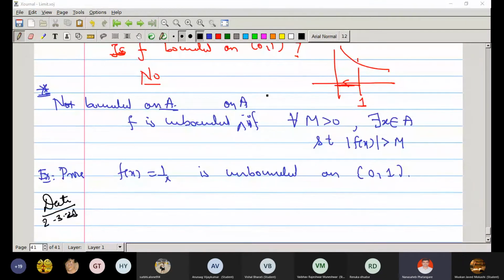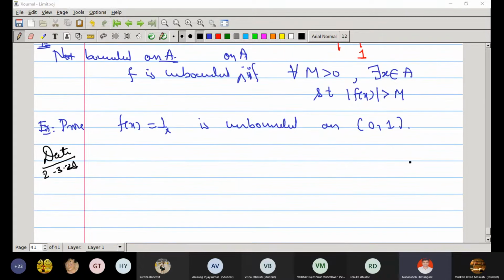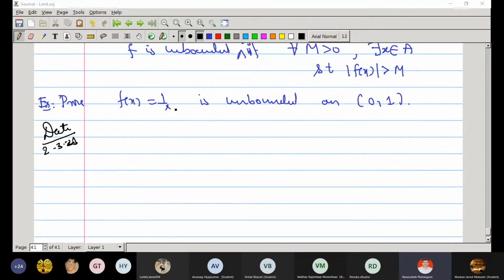So a function is unbounded means there is no such m. So that means for every m, there is an x for which f of x is greater than m. Such a function is called unbounded. So how will you prove that f of x equal to 1 by x is unbounded on 0 to 1 or on R? How will you see this? Prove that 1 by x is unbounded.